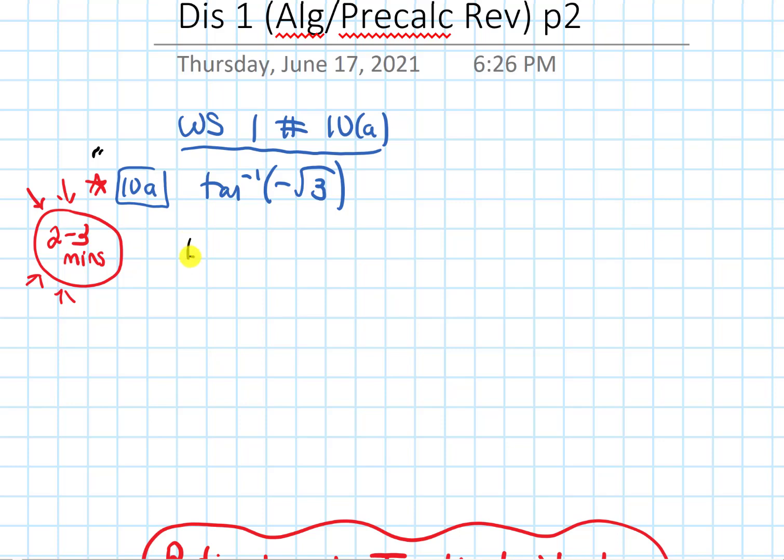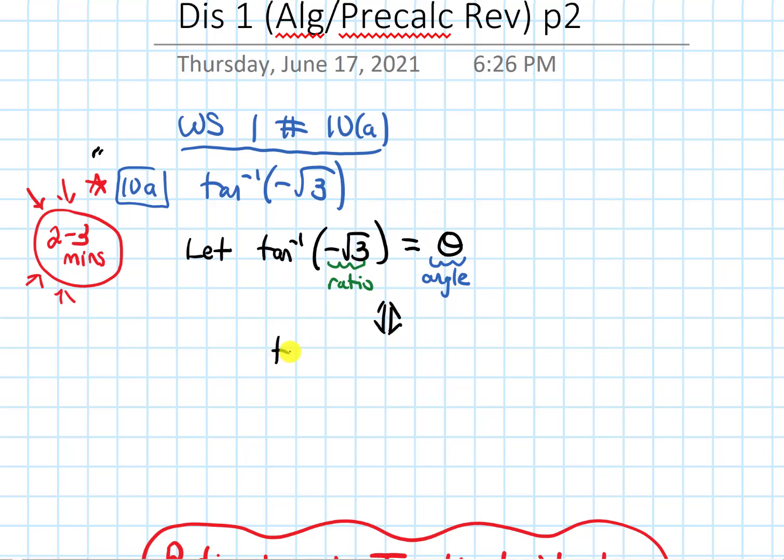So I know that with tangent inverse, let me just rewrite this. I'm going to let tangent inverse of this value, with any inverse function, I plug in a ratio, and what I get out is an angle. So I'm going to let this be equal to theta. I get out an angle rather than plugging in. With the original trig functions, I would plug in the angle. Okay, now if I rewrite this in terms of the original trig function, we'd get tangent of theta is equal to negative root 3. So I need to know when that happens.